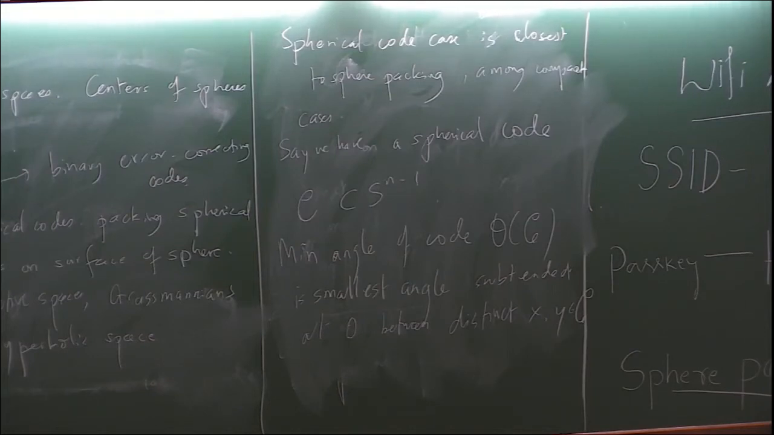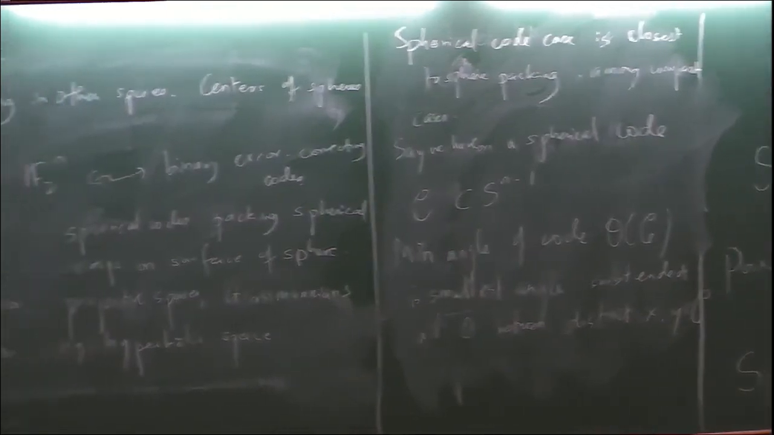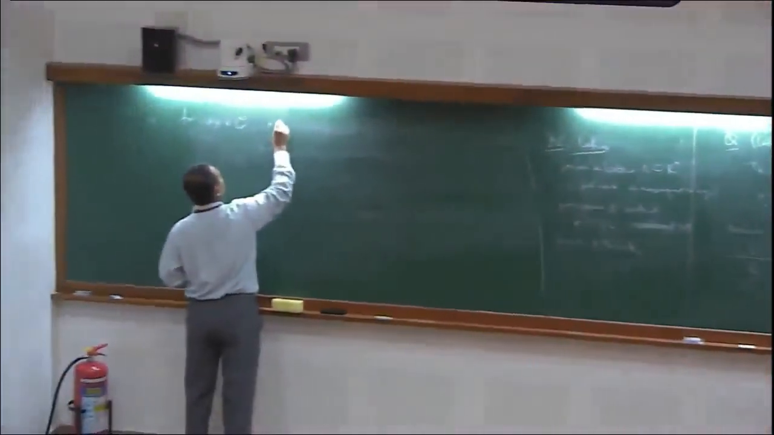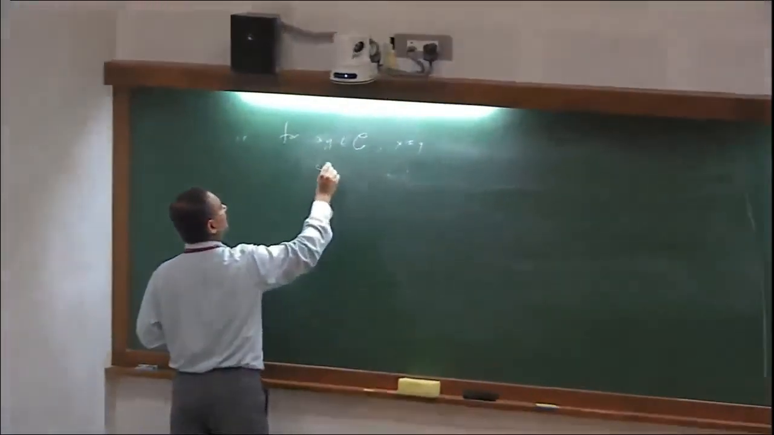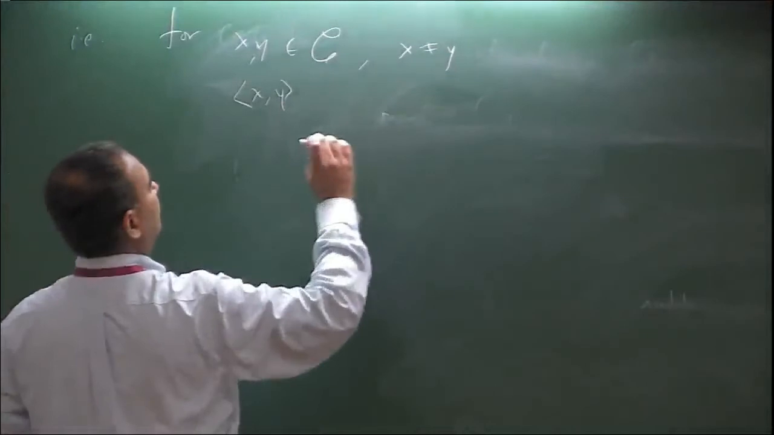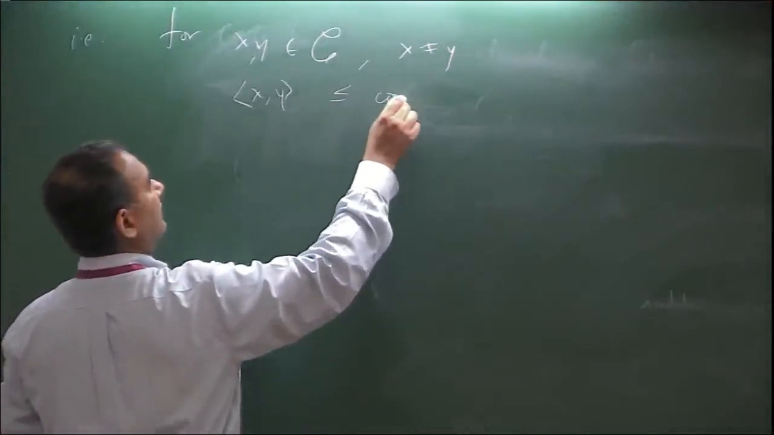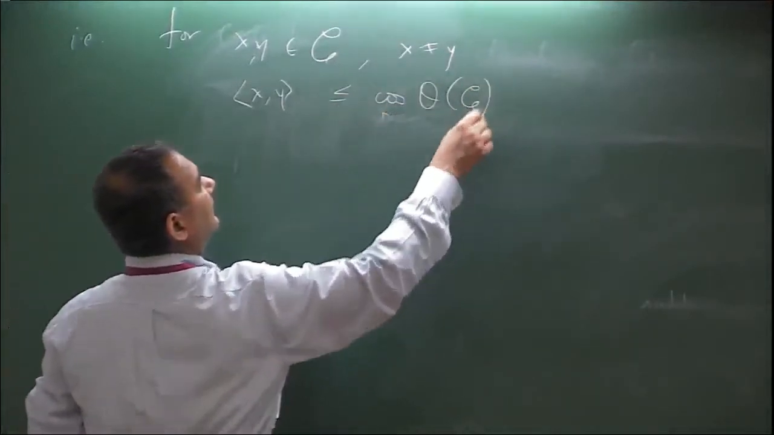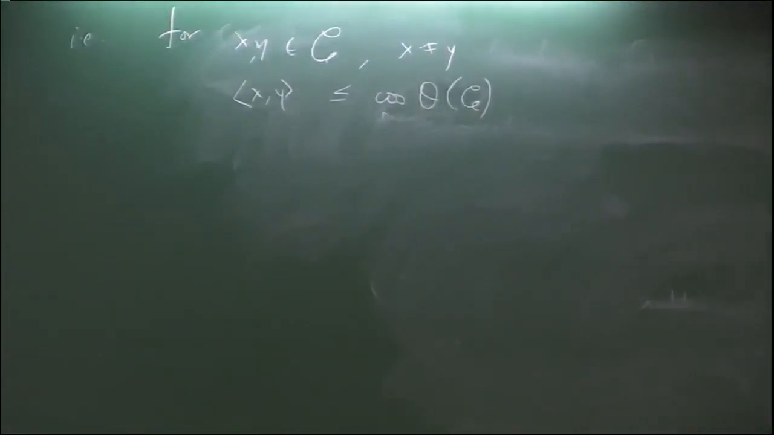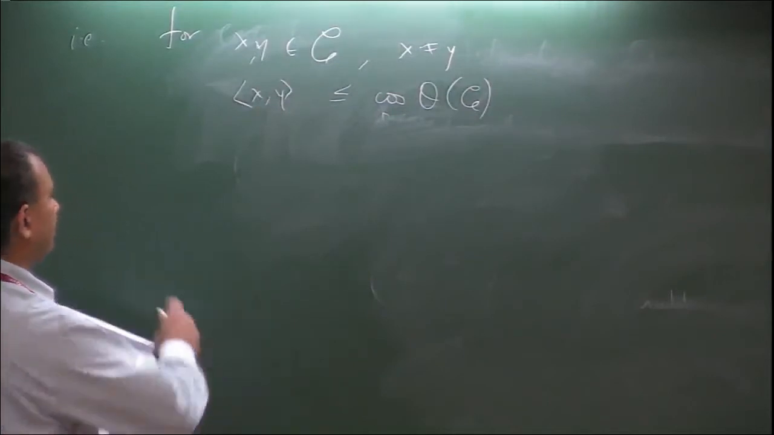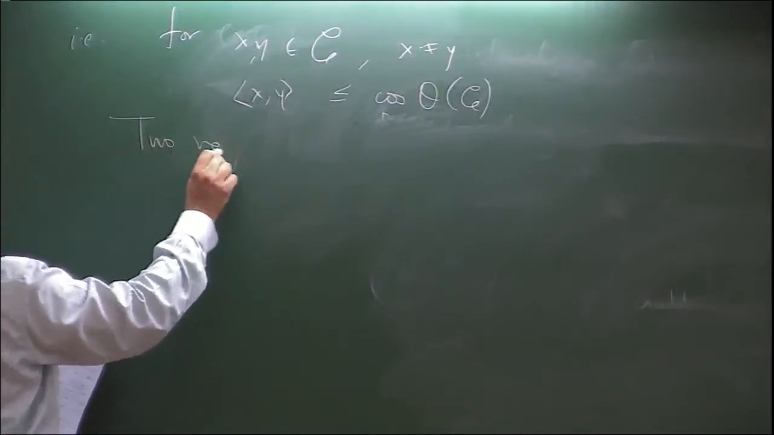In other words, it's the angle theta such that for x and y in the code, x not equal to y, we have the inner product, I'm restricting to the unit sphere so x and y have norm 1, of x and y at most cosine of the minimal angle of the code. Okay, so that defines the maximum angle. So there are two versions of the spherical code problem.